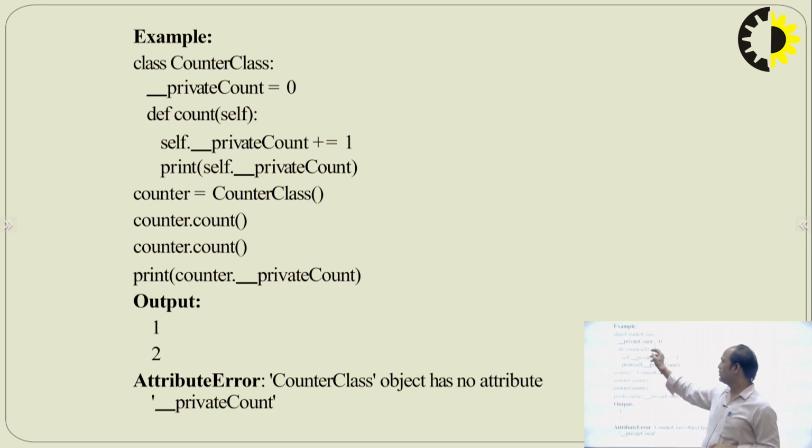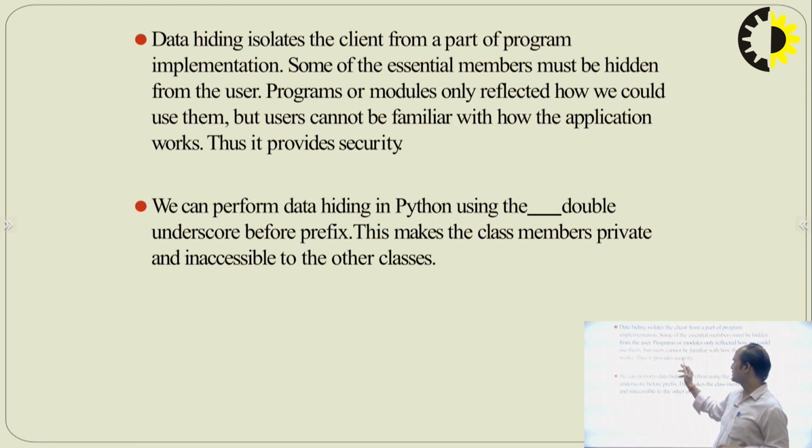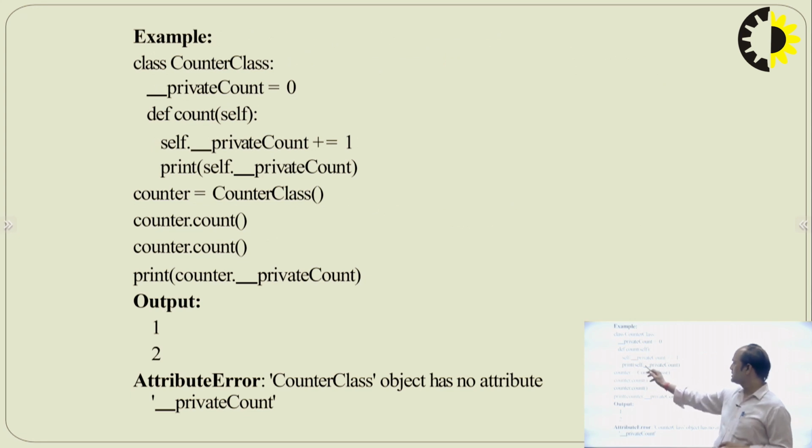And private count is 0, and define the one method that is count, passing the parameter self, and self.private_count += 1, and print self.private_count. And counter is equal to Counter class, counter.count, and print that particular private count. Here is the output of this particular statement.